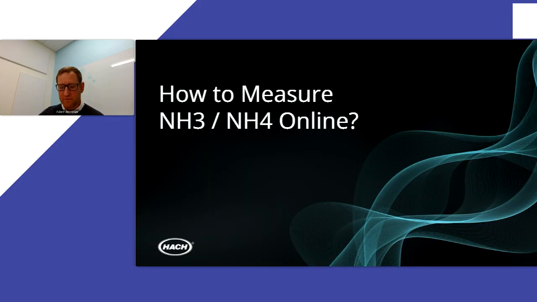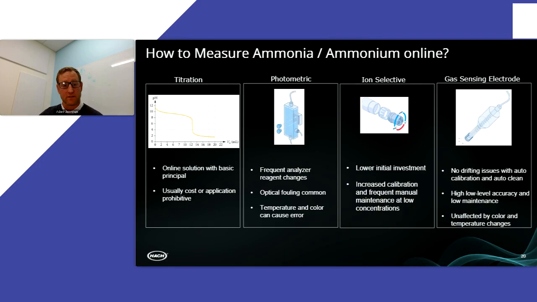So we talked about ammonia and the need for monitoring. So how do we do that online? And here are some common technologies that we use in our field. Titration is a very old and common way to do measurement for a lot of different parameters, and we are able to do this online. The problem with titration is that in most cases, this technology for real-time online measurement is a little more cost prohibitive.